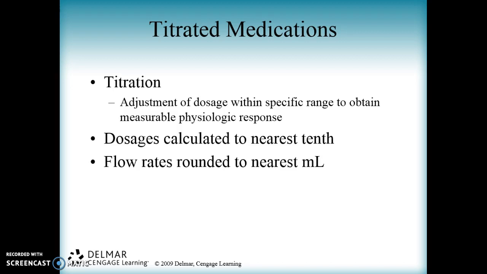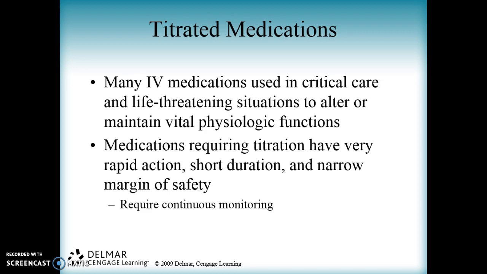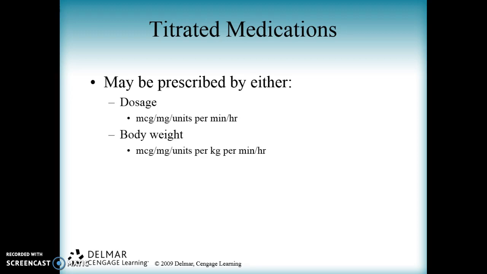So titrated medications are typically used in critical care. So it's going to be something that happens rather quickly. In other words, these are medications where you can make a slight adjustment and you're going to see remarkable changes. In this particular chapter, they're going to talk about being prescribed by the dosage or by body weight. So we're going to be looking at those two things.